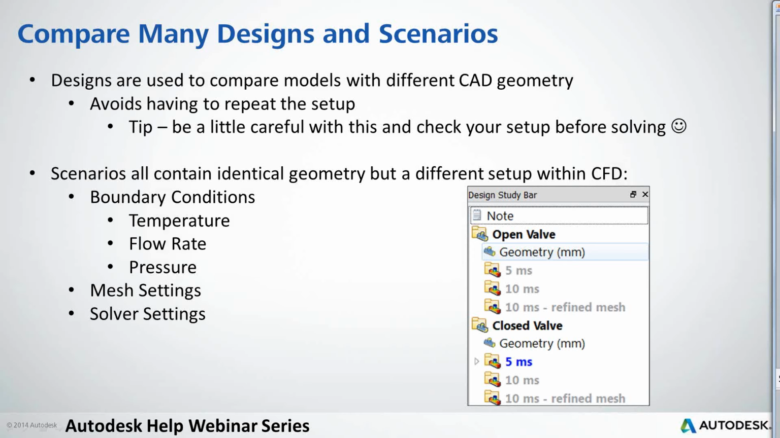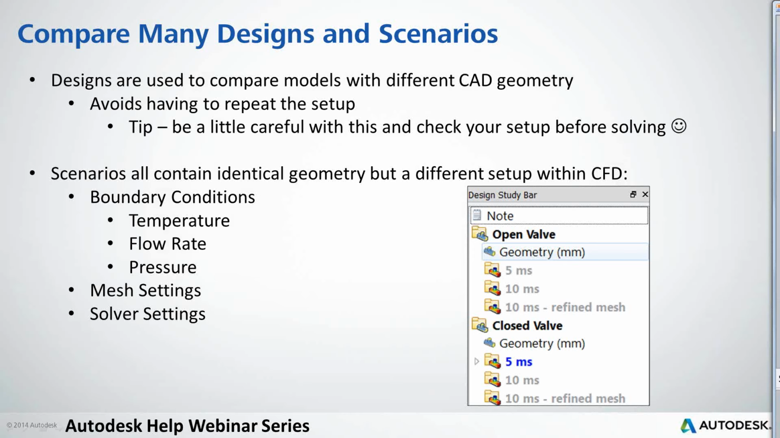So I've got 5 meters a second and 10 meters a second, so I've got different flow rates running through my unit, and then I've got a refined mesh as well. So what I've done is compare different flow rates and different meshes through different designs to help me decide, or understand, what's happening through the system.